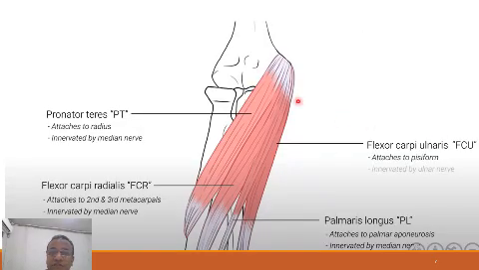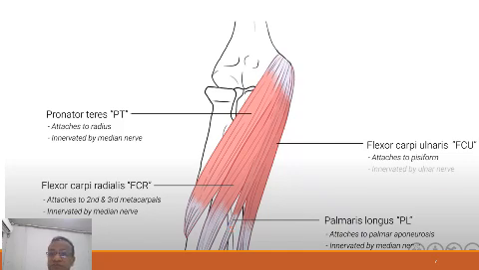So here you can see all four muscles of the superficial layer originating from the medial epicondyle, running downwards. Pronator teres attached to the radius, innervated by the median nerve. Flexor carpi radialis attaches to the second and third metacarpals, innervated by median nerve. Then flexor carpi ulnaris attached to the pisiform, innervated by ulnar nerve. And palmaris longus attached to the palmar aponeurosis and innervated by median nerve.